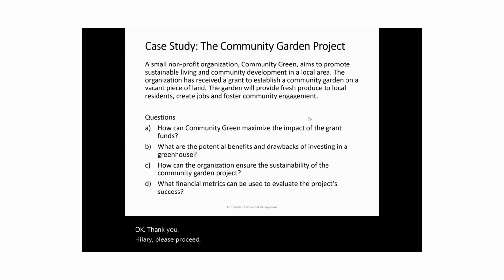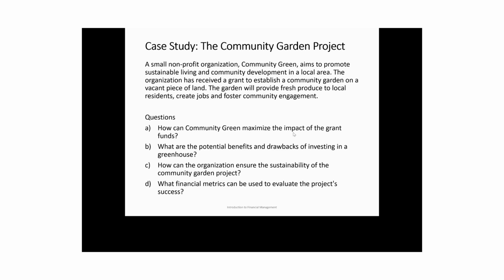Okay. Thank you. So the case study is about the community garden project. A small nonprofit organization, Community Green, aims to promote sustainable living and community development in a local area. The organization has received a grant to establish a community garden on a vacant piece of land. The garden will provide fresh produce to local residents, create jobs, and foster community engagement.